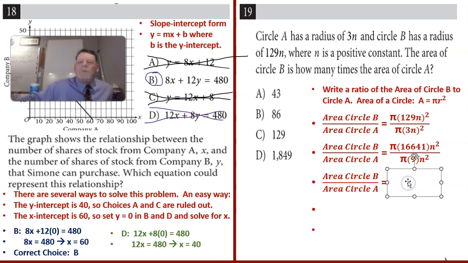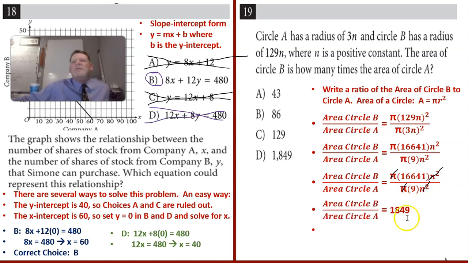So when I do that now, I can do some canceling. So let's do some canceling, all right? The pi over pi is going to be 1, so I can cancel out those pi symbols. The n squared over n squared is going to be 1. And then I just have to take 16,641 and divide that by 9. So it ends up being 1,849, which is choice D. Hopefully you're able to get that one right as well.